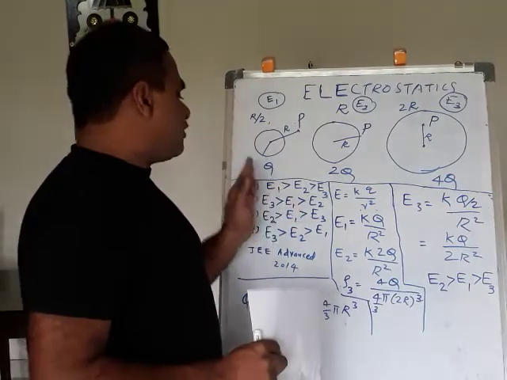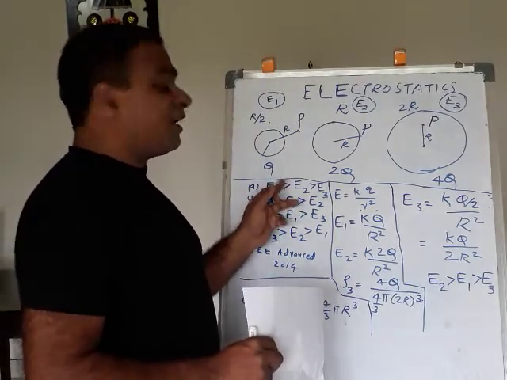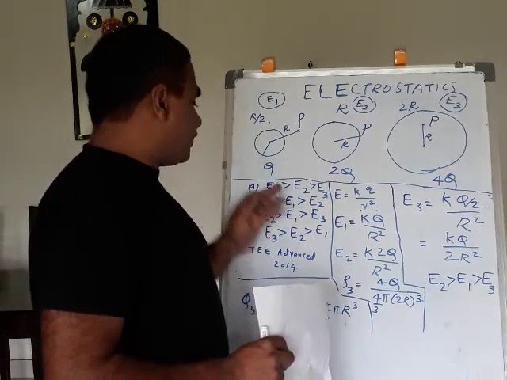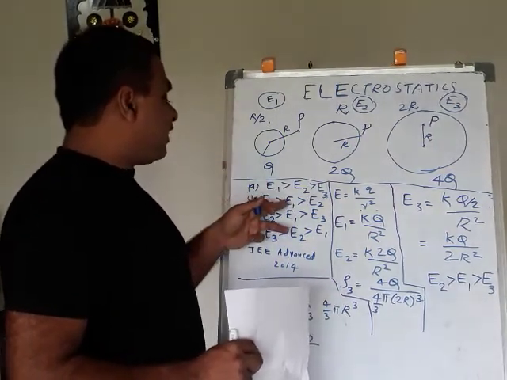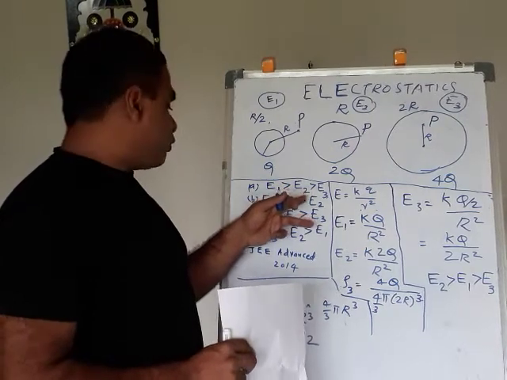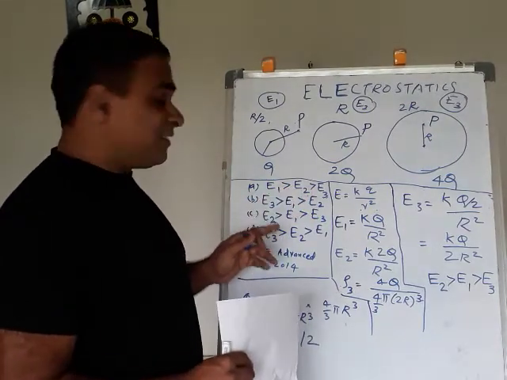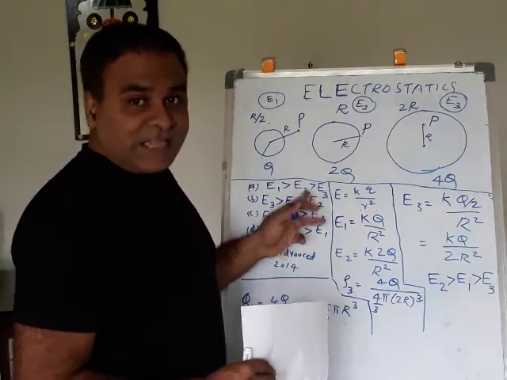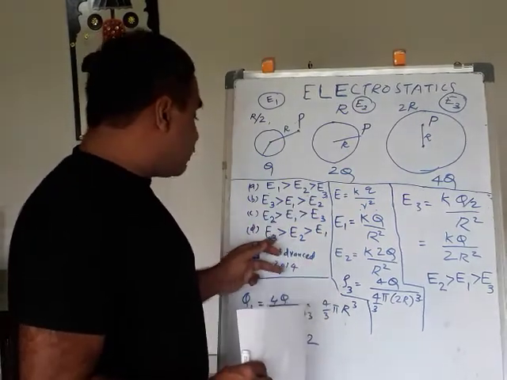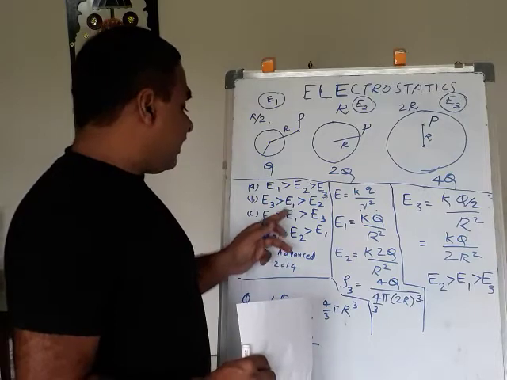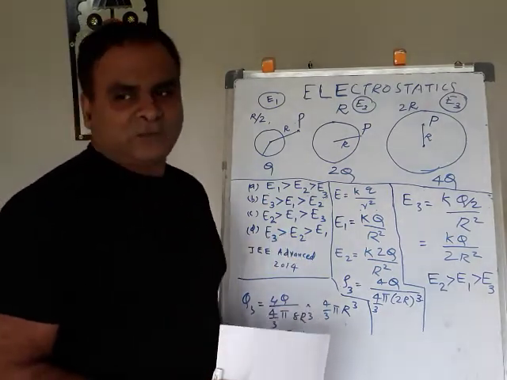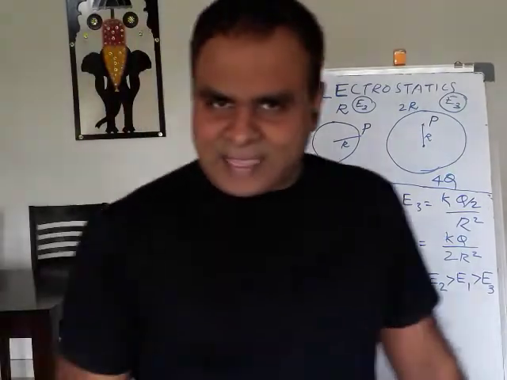Then they are asking which one is greater: whether E1 greater than E2 greater than E3, or E3 greater than E1 greater than E2, or the third choice, E2 greater than E1 greater than E3, or the fourth choice, E3 greater than E2 greater than E1. So now I think you understood the question, right?